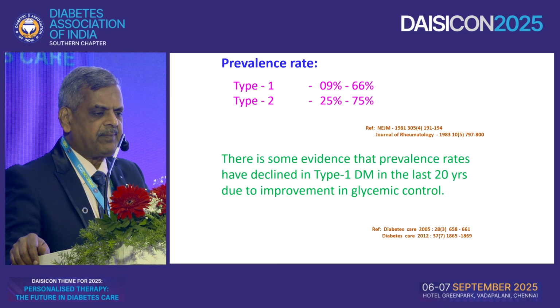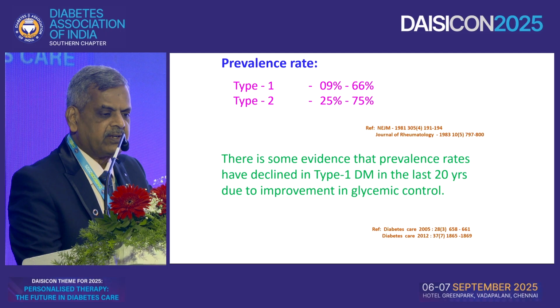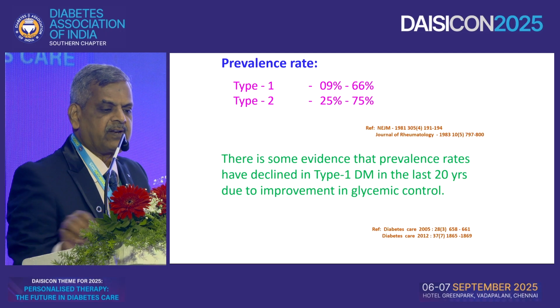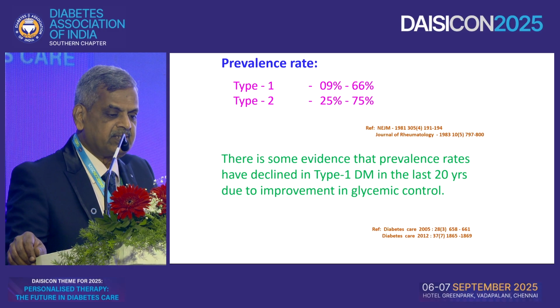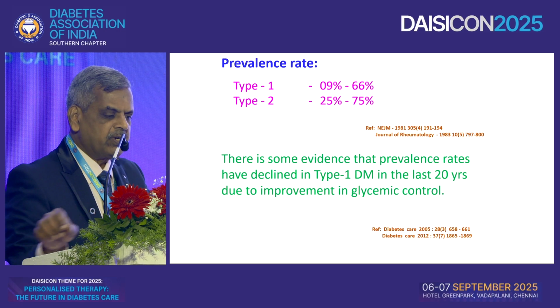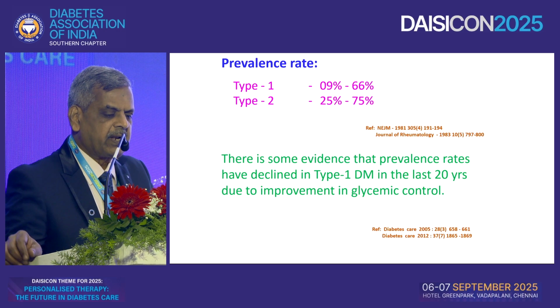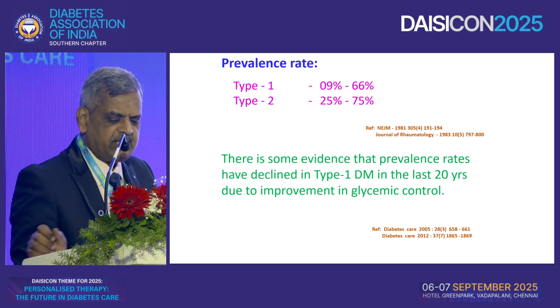Prevalence in type 1 diabetes is 0.9 to 66%, in type 2 diabetes 25 to 75%. Of course, these are references 81 and 83. There is some evidence that the prevalence rate has declined in type 1 diabetes in the last 20 years due to improvement in glycemic control. So, due to improvement in glycemic control, we rarely see this complication.